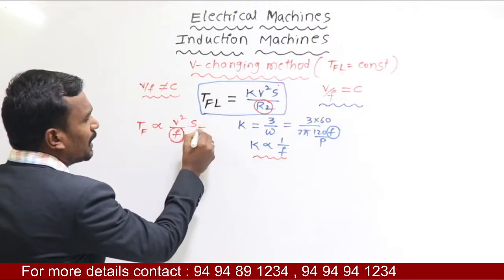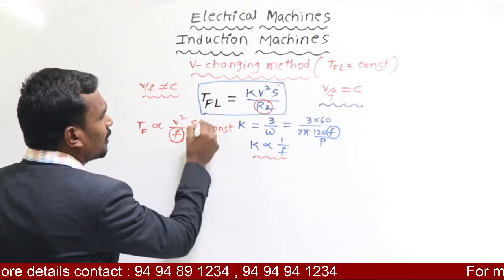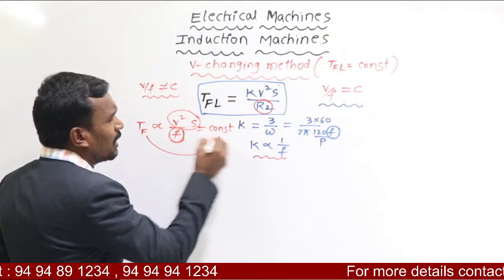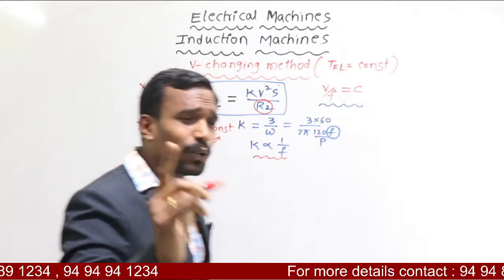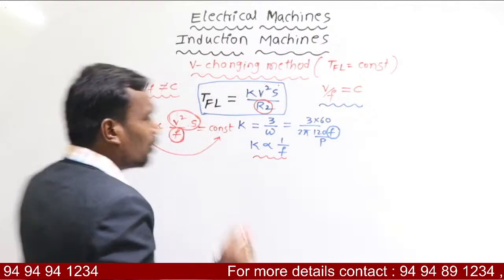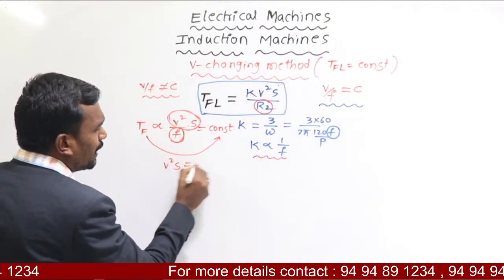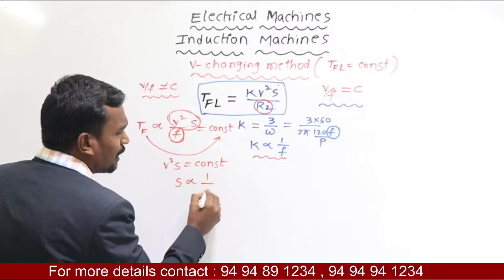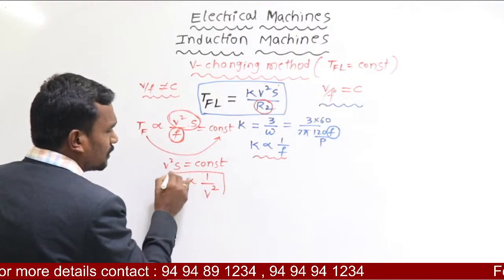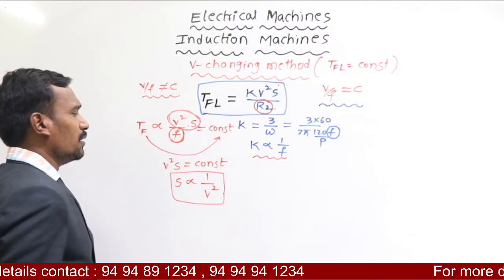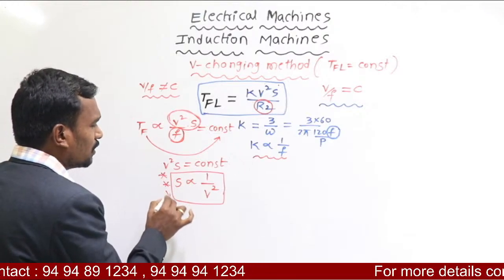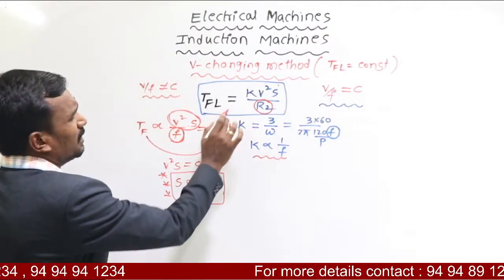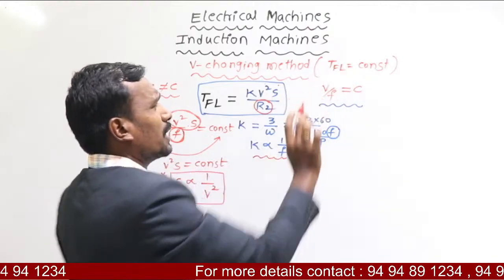That's why, to get a constant full load torque, these two values combined should be equal to a constant. So V square S should be constant, nothing but the slip is inversely proportional to V square. This is the formula. Based on this formula, they will ask you problems. This is the full load torque formula. Actually, the full load torque should be constant.